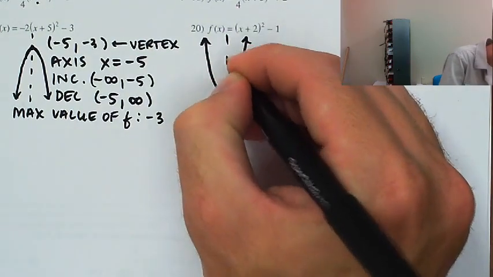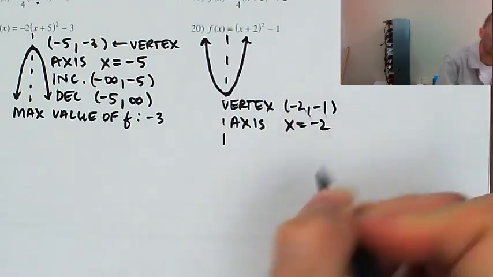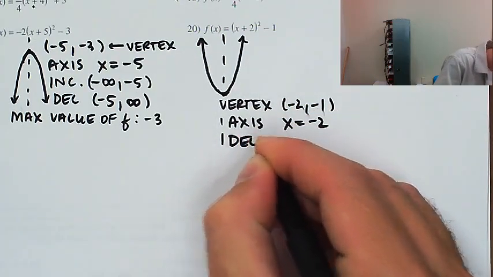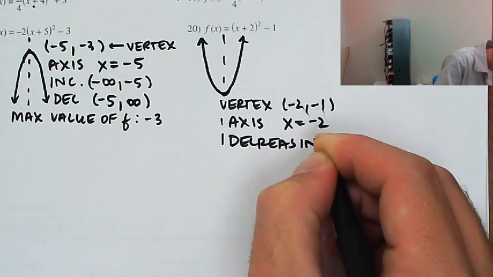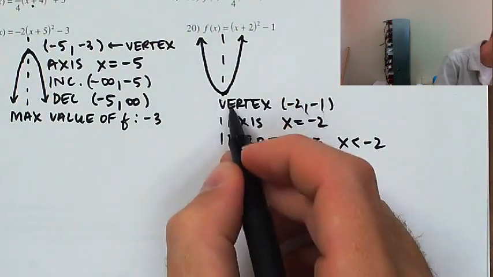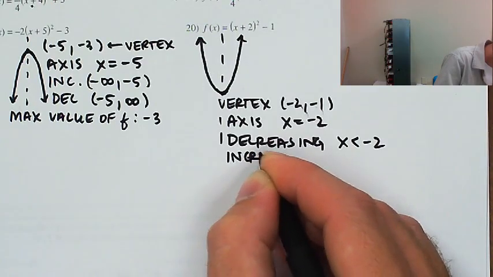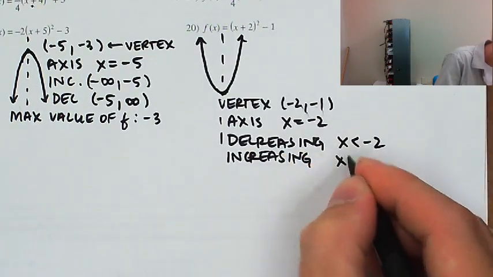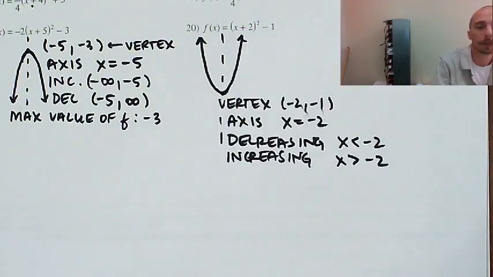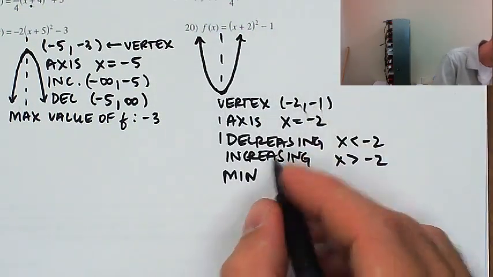Okay, the axis is x equals -2. Okay, the function is decreasing over here, so I would say decreasing where x is less than -2, because as I go left to right, I'm going down. The function has a negative slope. And it's increasing when x is greater than -2, right? Because it's got a positive slope. Or I could say that as I move left to right, the graph is going up. And the minimum value here is going to be -1.